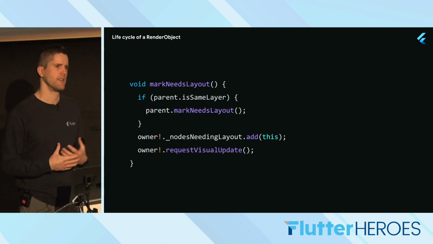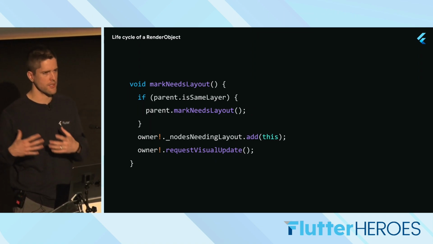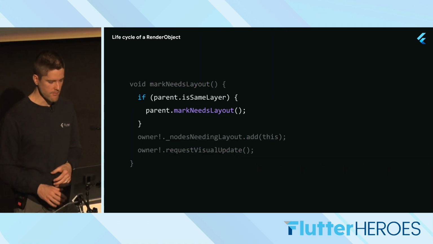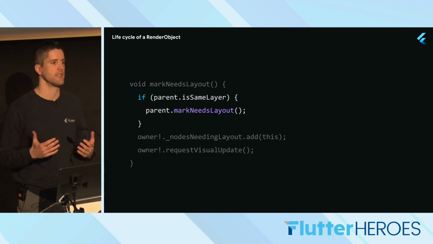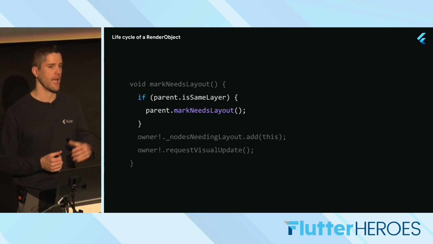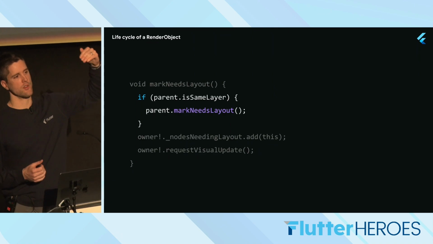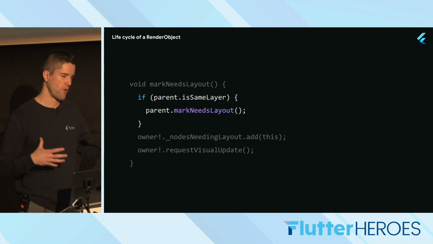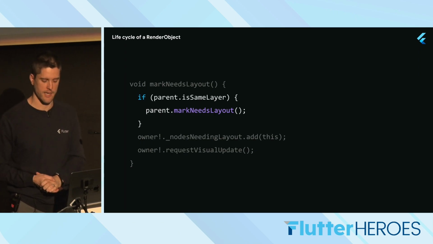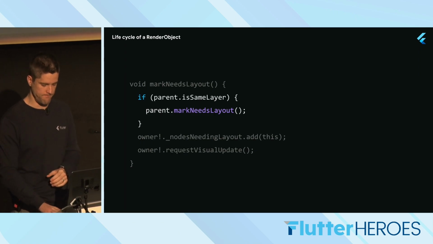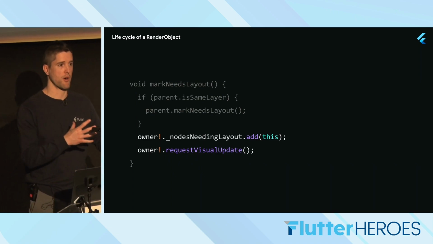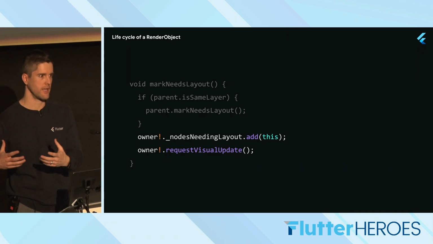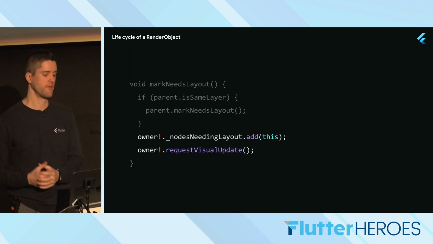Okay, now within these mark needs methods, what do they do? Well, here's the pseudocode for mark needs layout, again, with lots and lots of bookkeeping stripped out. The main thing this method does is first bubble up the render tree and mark every single render object it finds as also dirty until it hits a layer boundary. So we're seeing a little bit more about layers. Again, they're to come later in the talk. Then the next thing it does is mark itself, and of course this happens recursively going up the tree, mark itself as dirty, and it puts itself in the queue for the pipeline owner's next flush phase.